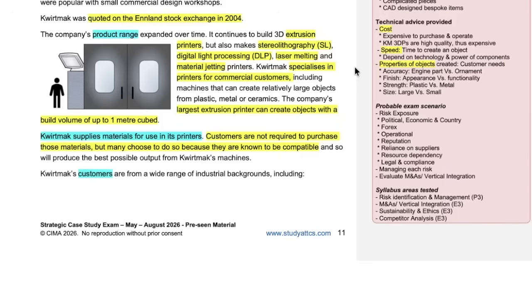And in terms of the properties of objects we offer, this should again be aligned with the customer needs. So we try to offer accuracy, finish, strength, and size, as I mentioned earlier. So in terms of accuracy, if you take two examples, engine parts versus ornaments, engine parts should carry a high level of accuracy compared to an ornament, because if you get something wrong, the engine is not going to work.